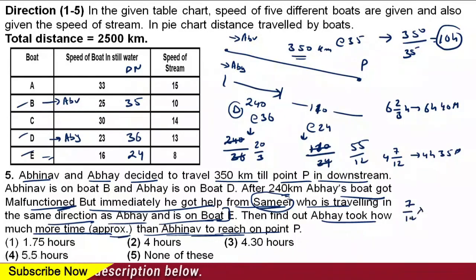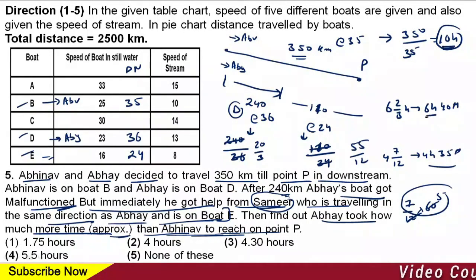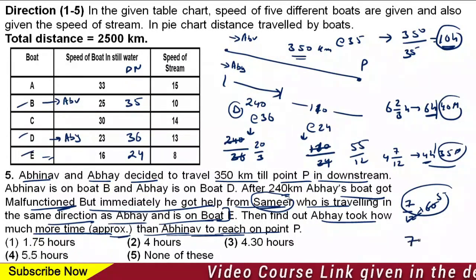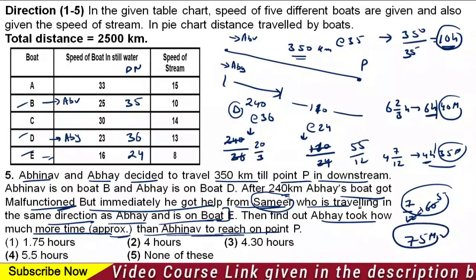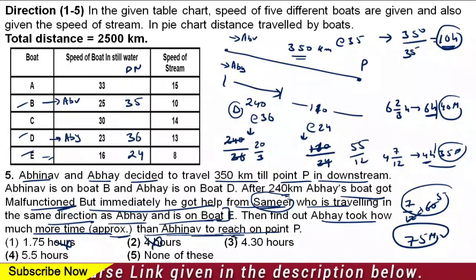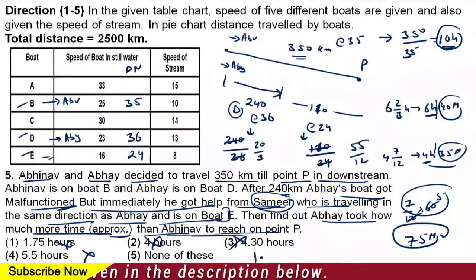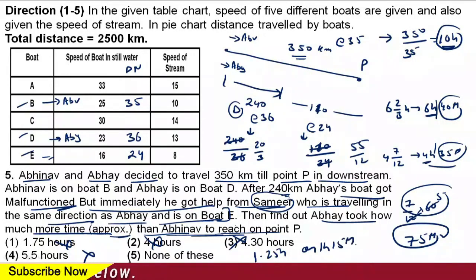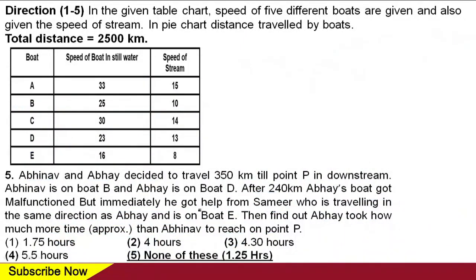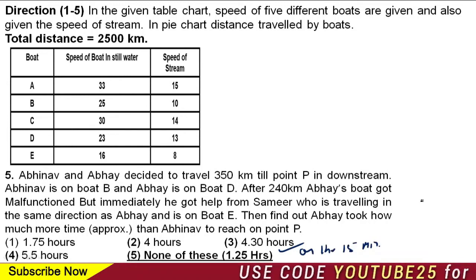Converting 7 by 12 of an hour into minutes, we multiply it by 60, so we get 35 minutes. So Abhinav takes 10 hours, while Abhay takes 6 hours 40 minutes and 4 hours 35 minutes. The extra portion is 75 minutes. So the correct answer should be 75 minutes, exactly 1.25 hours or 1 hour 15 minutes. Got it? That's how we can pick up such questions.